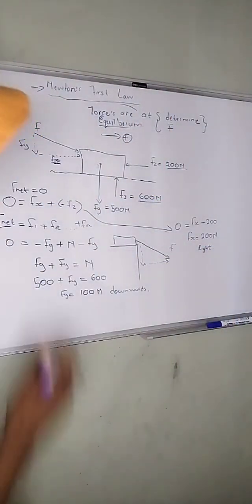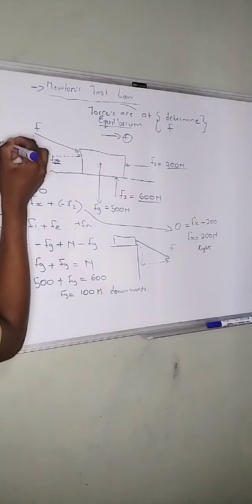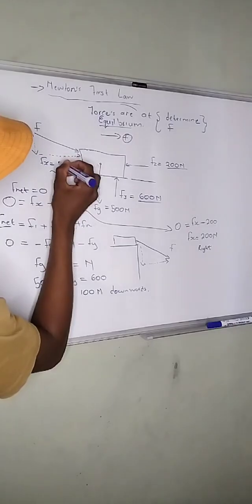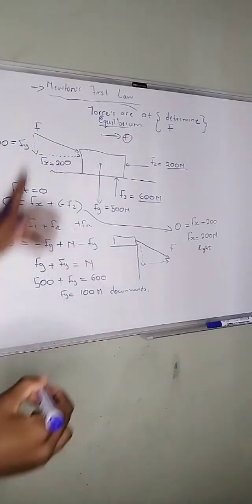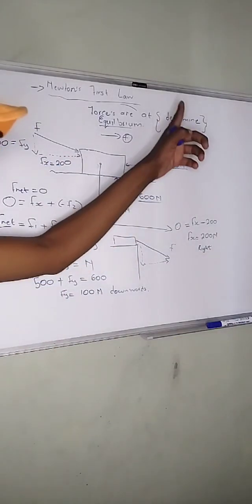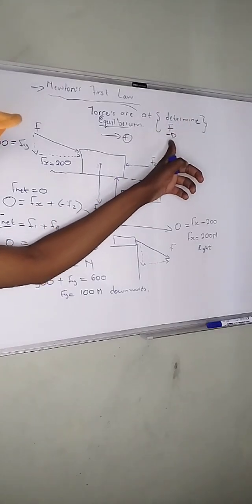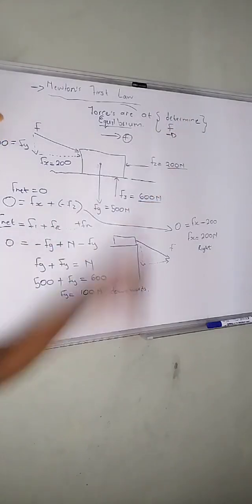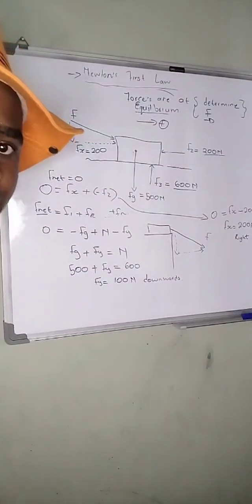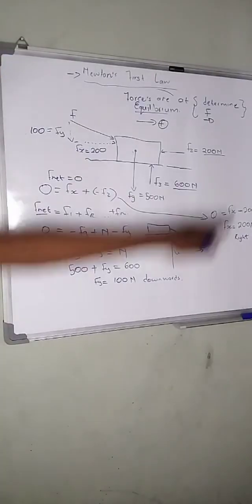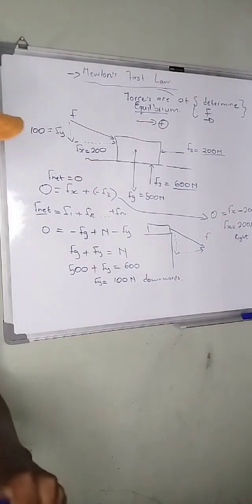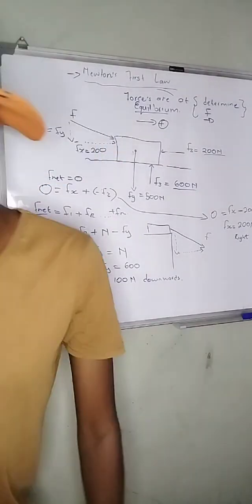You have your Fy to be 100 and your Fx to be 200. Now we have to determine what? F, to answer the question there. Do you get it? To answer your question there. What can we use?